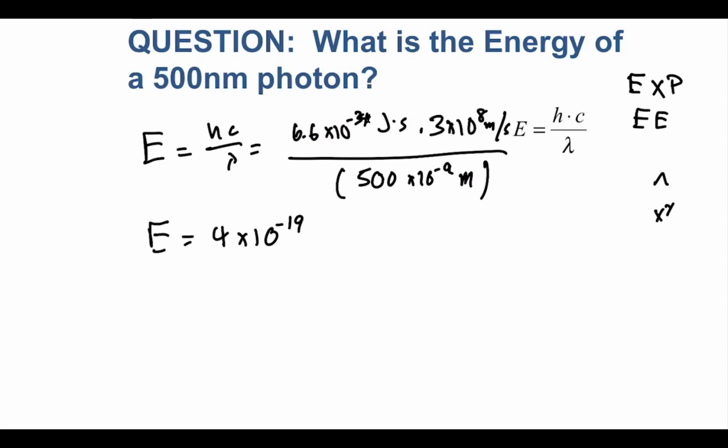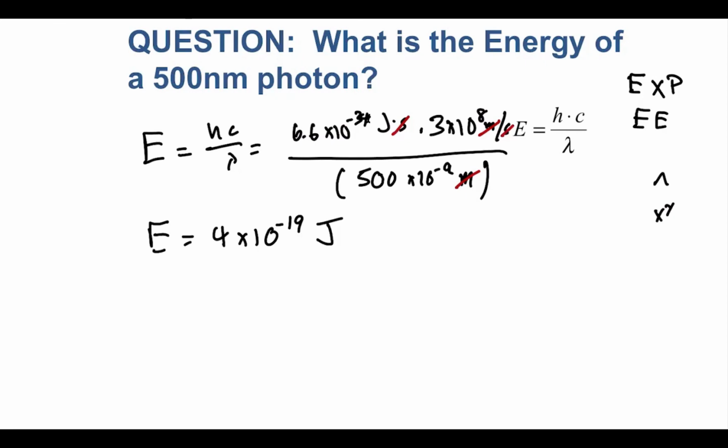Now, what are the units on this thing? We've got meters in the numerator and in the denominator. They cancel out. We've got seconds in the numerator here and a 1 over seconds in the numerator here. Those also cancel out. And we're left with the unit that we expect, which is just joules.